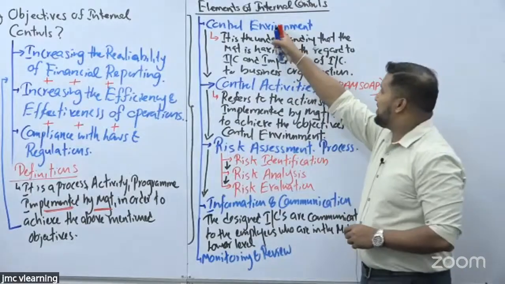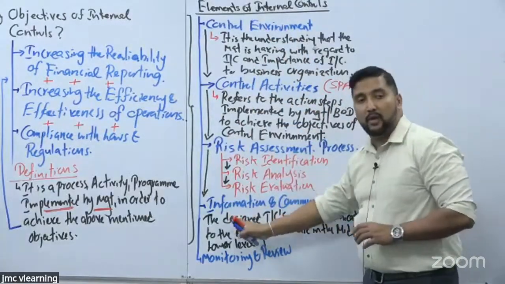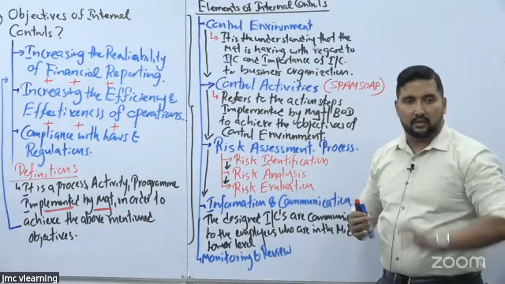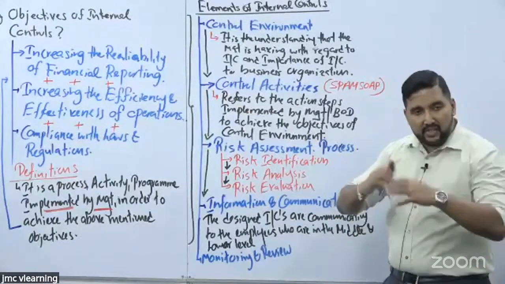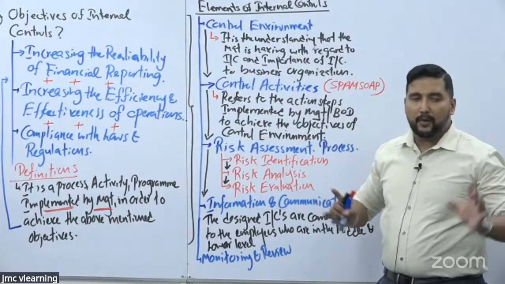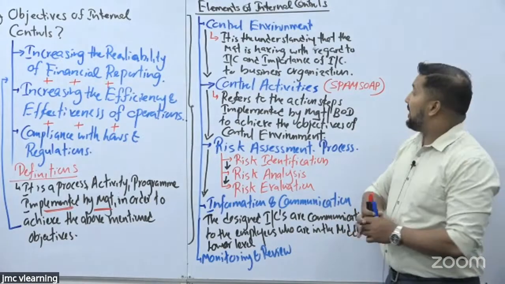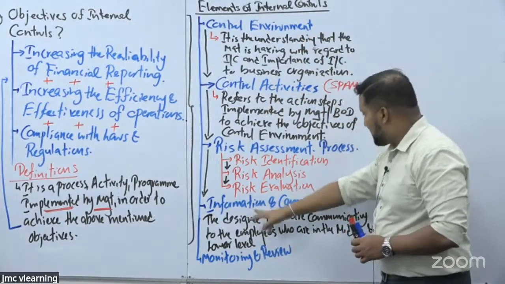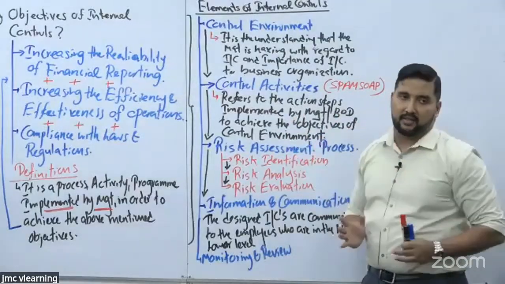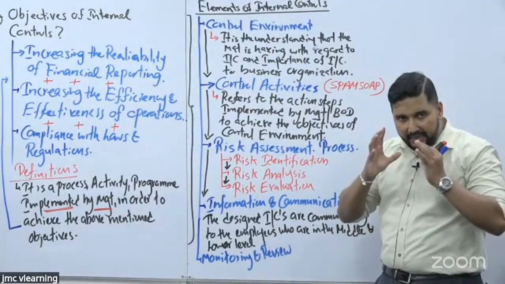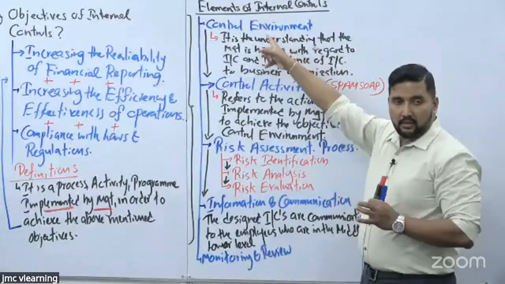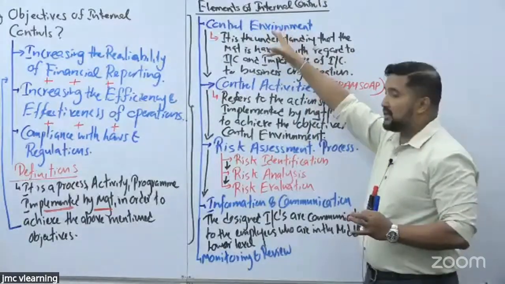So you can't categorize this as number 1, this as number 2, number 3, number 4. You can't categorize like that. All these 5 elements are linked together. If it breaks at one point, you are gone. Clear? It's like a chain. If at some point the chain breaks, there is no point in having that chain. All these elements are equally important, which will be led by the control environment.